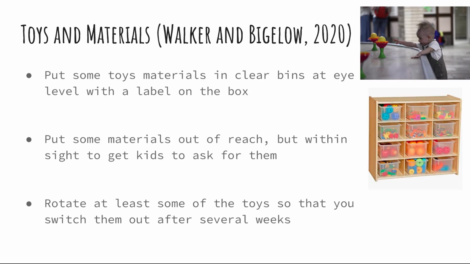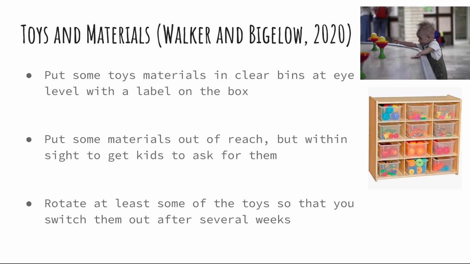All right, so let's talk about toys and materials. This is especially important for young kids, but again, for older kids, it can be important to do some of these things too. So you want toys and materials in clear boxes at eye level, and it's really nice to have a label on a box so kids know what goes where, and you can kind of talk about that label. If you see this picture I have of the shelf, that's a great thing. You want a lot of your materials within reach so they can play with them, but it's nice to put some really high-requesting items within sight but out of reach so kids will ask you for them.